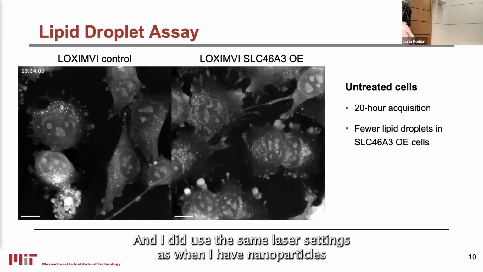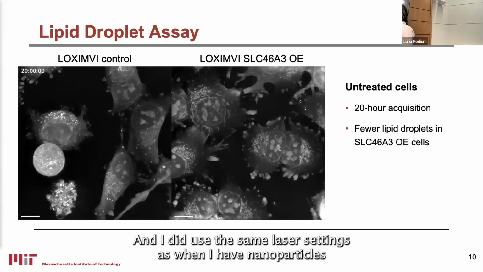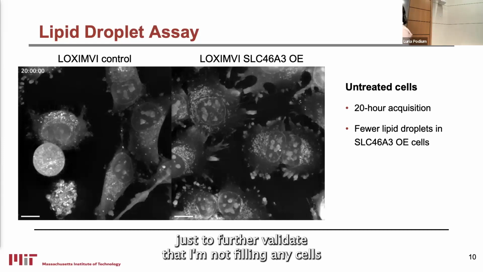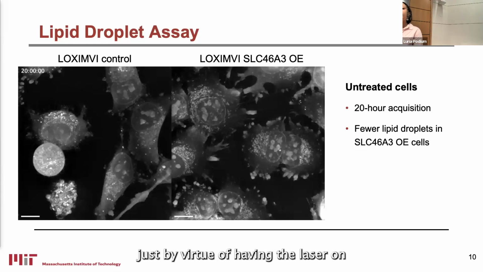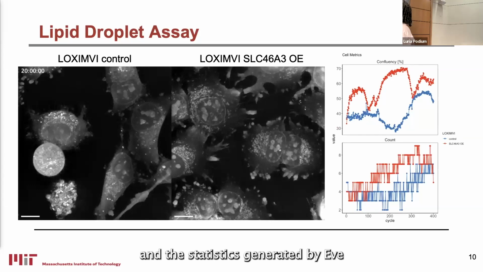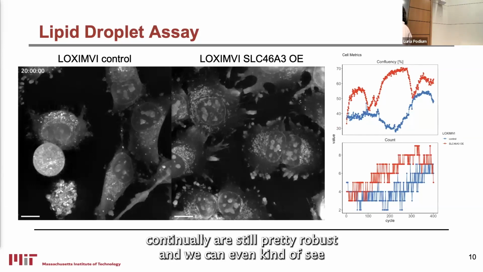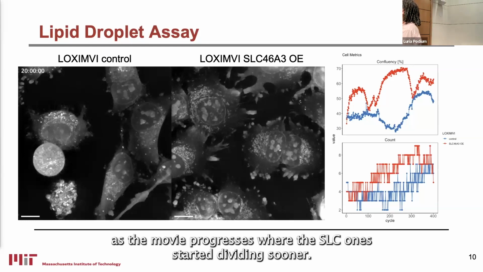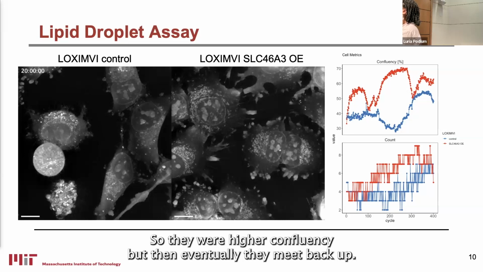And I did use the same laser settings as when I have nanoparticles, just to further validate that I'm not killing any cells just by virtue of having the laser on. And the statistics generated by EVE continually are still pretty robust. And we can even see as the movie progresses where the SLC ones started dividing sooner. So they were higher in confluency, but then eventually they meet back up.